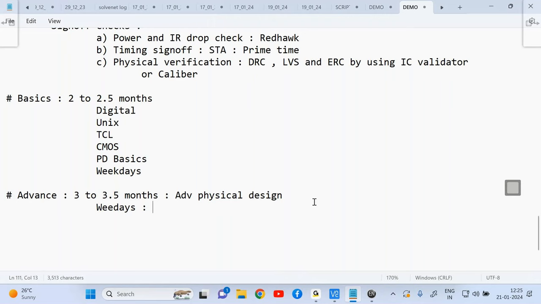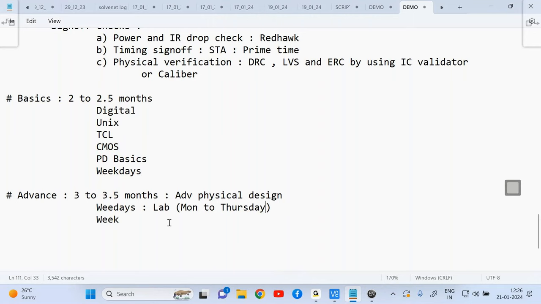lab. Lab means a project. We'll start the physical design project on the weekdays. This goes on from Monday to Friday. Not Monday to Friday, I'm very sorry. It is Monday to Thursday.